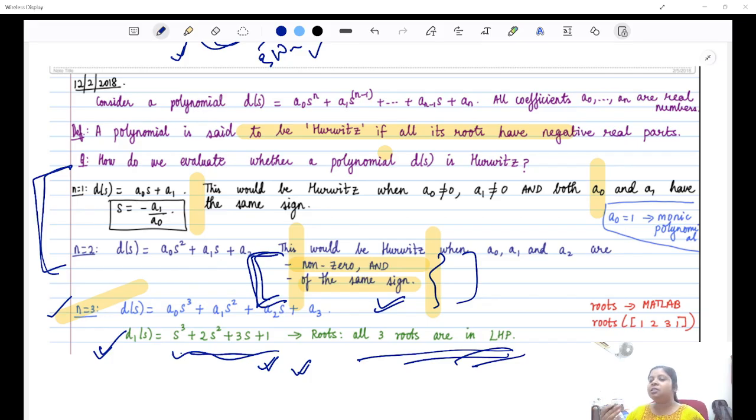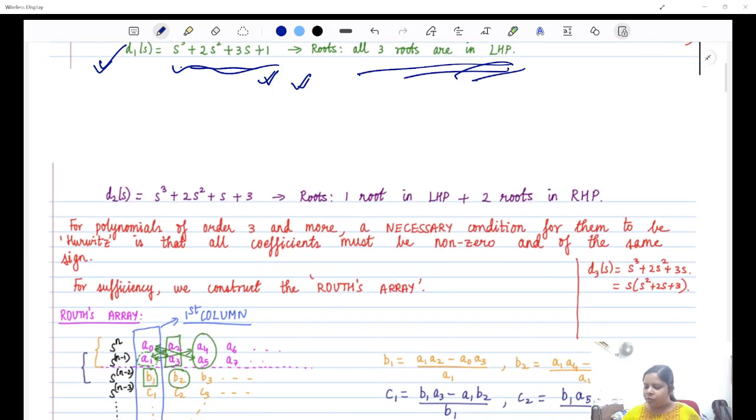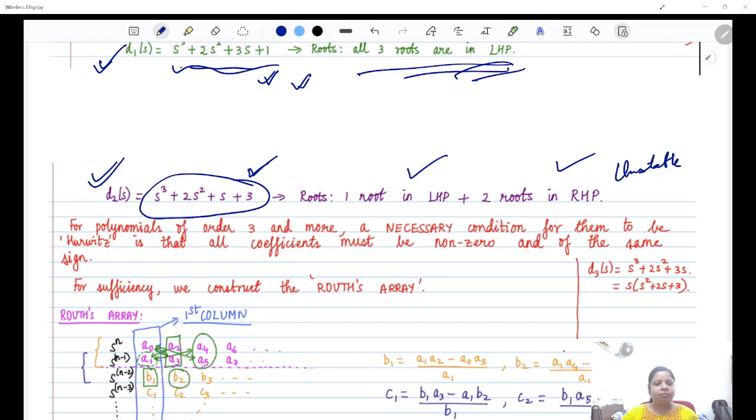But could there be another scenario? Yes. There was another example taken, which was D2. If you try to find the roots of this polynomial in a solver or on your own, you'll see that one of the roots lies in the left half of the S-plane and two are in the right half, which says that the system is unstable, because any pole in the right half of the S-plane makes the system unstable. But do you get any hint from here that the system is unstable? No, right? Because all the coefficients are non-zero and all of them are positive. So from here you don't get any hint of instability.